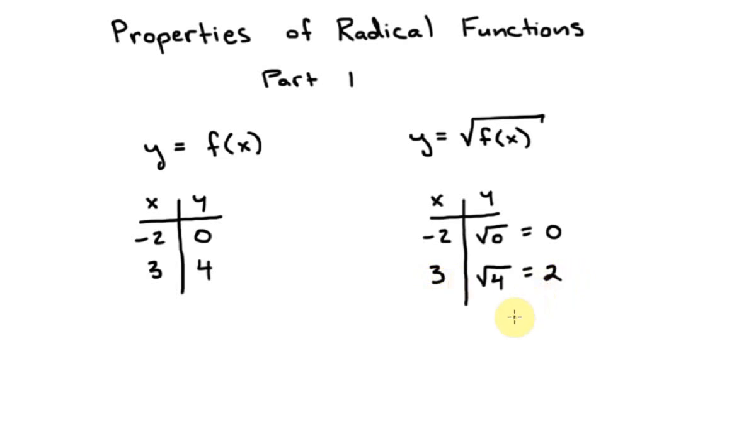So that's what we're talking about: taking these y values and square rooting them, because that's what this is telling us to do. We square root the entire function value, which is like square rooting the y's. The x's stay the same. So that's kind of the goal here.